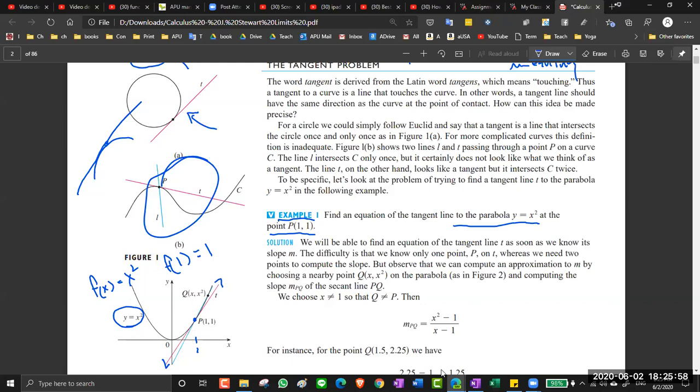Okay. So they say we will be able to find the equation of the tangent line, which they're calling T, as soon as we know its slope m, right? We need to know the slope. So that's what we're aiming at right now. We want to know the slope of this red line. The difficulty is that we know only one point P on this line.